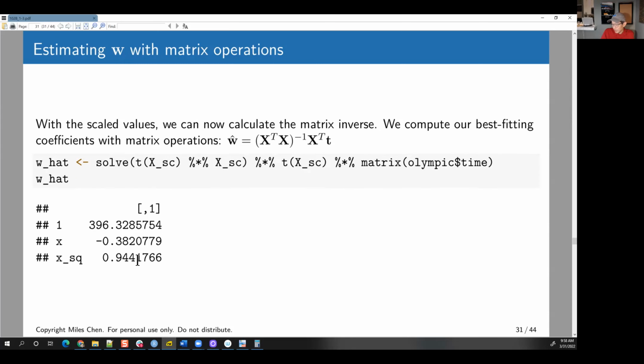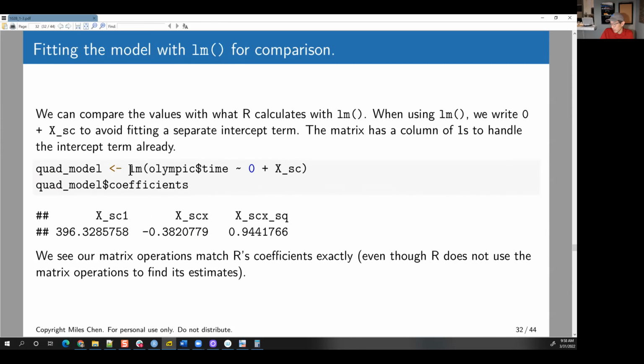And again, just to show that our coefficients using the matrix operation, x transpose x inverse, x transpose times t, match what we would get using lm, I can say, well, let's do lm where we predict time based on the scaled operations. Okay. Now, one thing, are you familiar enough with R's lm function to understand what the 0 plus means? So in formula notation in R, by default, it's going to try to fit a coefficient for the intercept. Okay. And it's assuming you don't have a column of ones.